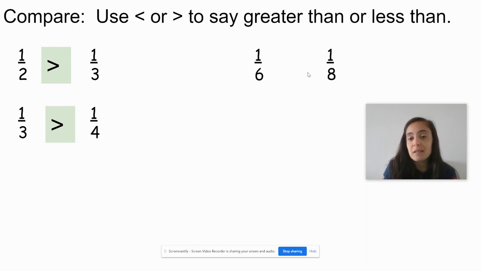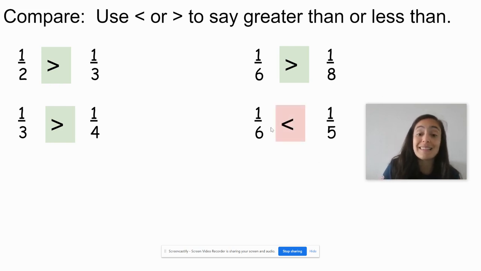Next one is 1/6 and 1/8. Which one is greater or less than? Take a moment, think. And 1/6 is greater than 1/8. And last but not least, we have 1/6 is something to 1/5. Is it greater or less than? And I know that 1/6 is less than 1/5, okay? So again, just think about the denominators and which one is bigger or smaller.